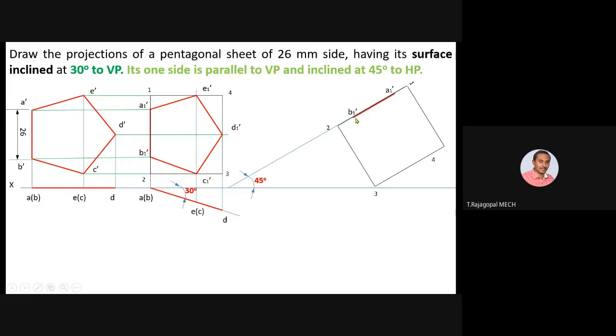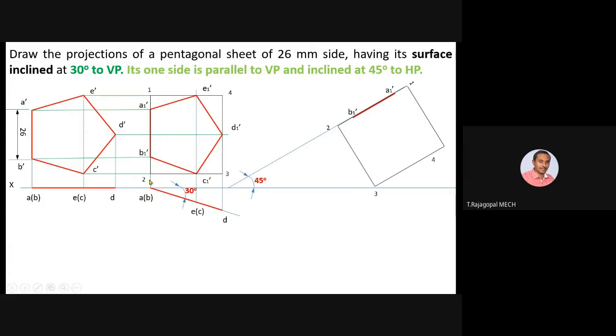Okay, now A1 dash, B1 dash is fixed by measuring from the step number 4. Okay, from this we can take B1 dash as center, C1 dash as radius, draw an arc. B1 dash as center, C1 dash as radius, draw an arc.